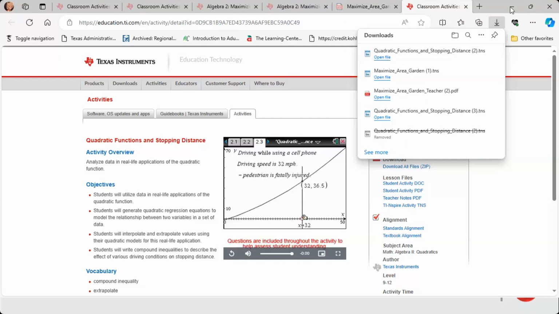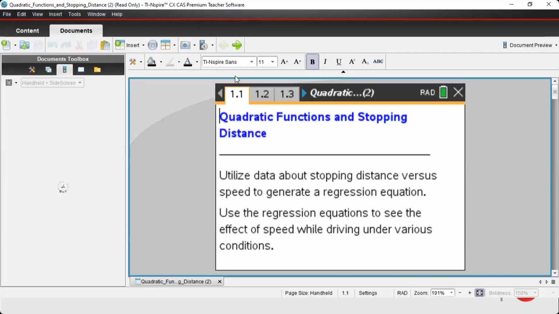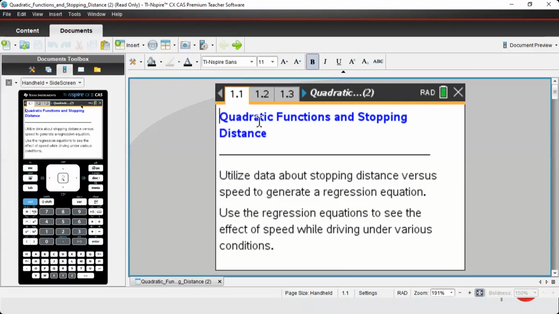I'm gonna go ahead and minimize this. My computer's thinking about life. Here it is. Again, this is part of the software. If you have the Navigator system, you can share this file. You can send it to your class so the students have their handhelds, and this is what they'll see in their own handheld, okay? So we have quadratic functions and stopping distance.